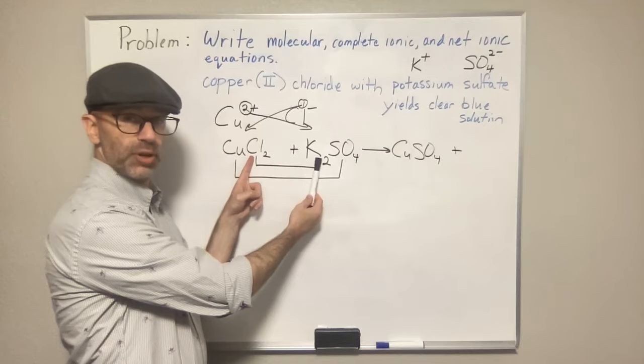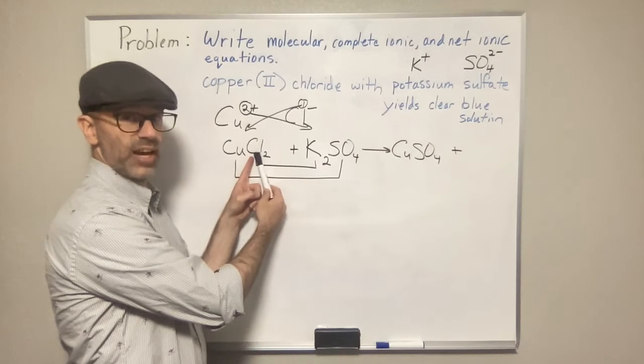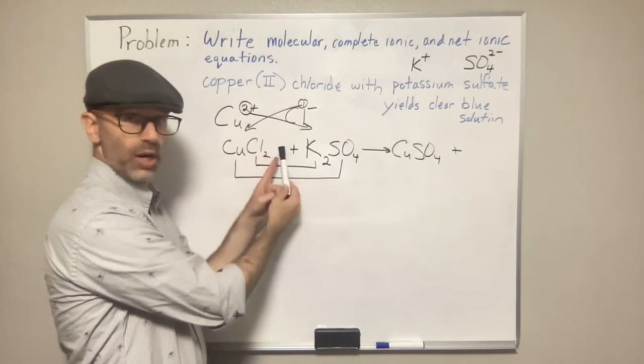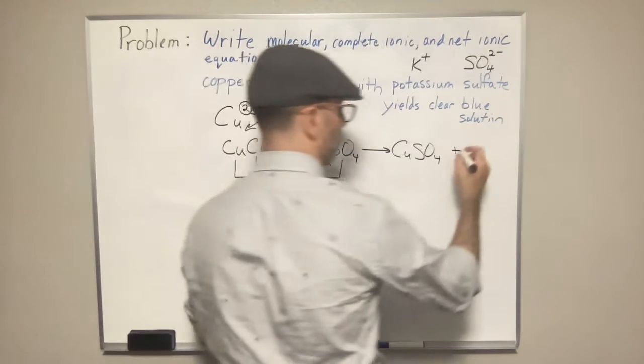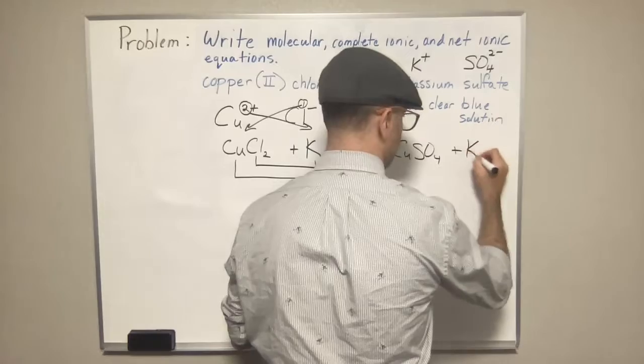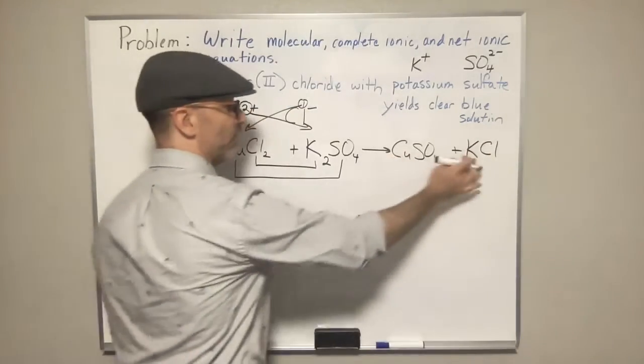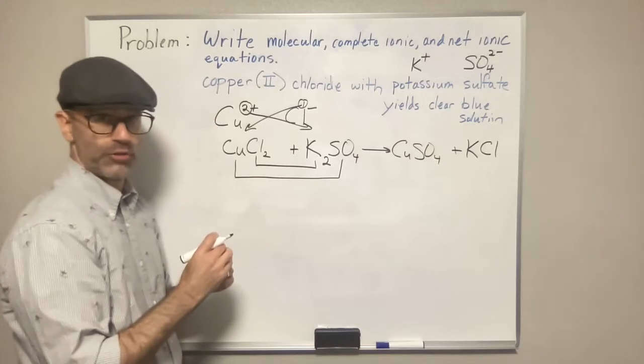And then for my other possible product, I have potassium and chloride ion. So potassium has a +1 charge, chloride has a -1 charge. So again, it's going to be a 1-to-1. I only need one each to balance. So that's going to be potassium KCl. And again, the positive ions are always written first.